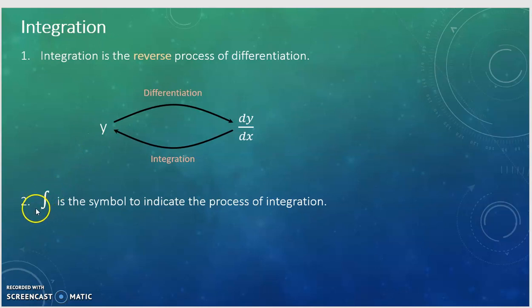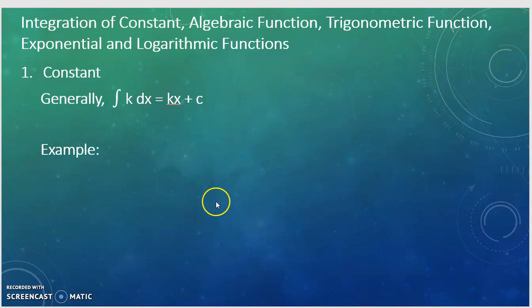This symbol is the symbol to indicate the process of integration. Next we'll look at integration of constant, algebraic function, trigonometric function, exponential and logarithmic function. First we will look at constant. Generally, if we integrate a constant, let's say k, this will be equal to kx plus c. This means that the number k is just multiplied by x, and then we have to add c.